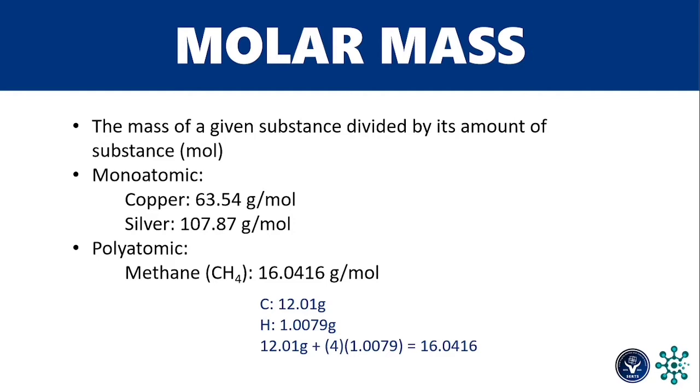107.87 grams per mole. Now, if you're dealing with polyatomic molecules like methane, which has a formula CH4, you need to take the sum of all the constituent atoms. CH4 tells us that in a molecule of methane, there is an atom of carbon and 4 hydrogen atoms. The atomic weight of carbon is 12.01 grams. For hydrogen, it's 1.0079 grams, times 4, since there are 4 hydrogen atoms. We add these values, we get 16.0416 grams divided by 1 mole, thus the molar mass of CH4 is 16.0416 grams per mole.